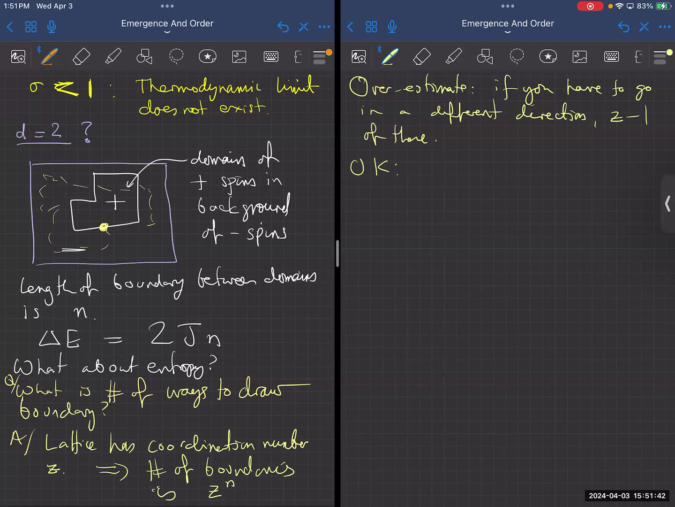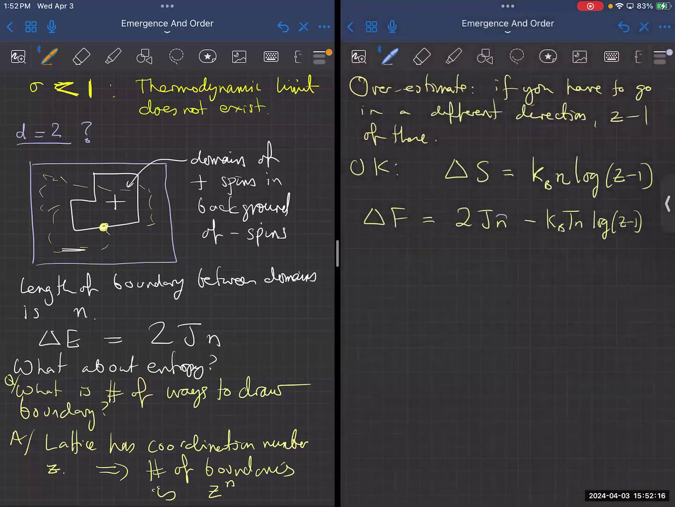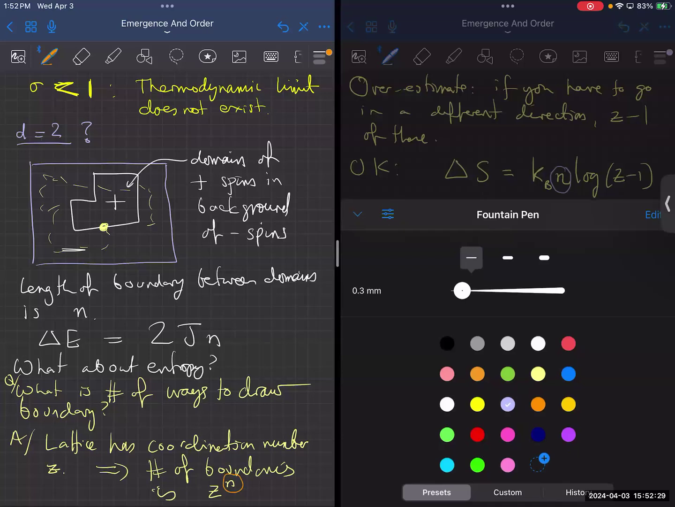Then the change in entropy due to having this boundary is going to be kB times the number of spins times the logarithm of z minus 1. So now, if I write down what the free energy is, the free energy is 2Jn minus kB T n times the logarithm of z minus 1. And notice that here I have an n, and I have an n here. And that n came from that n over here.